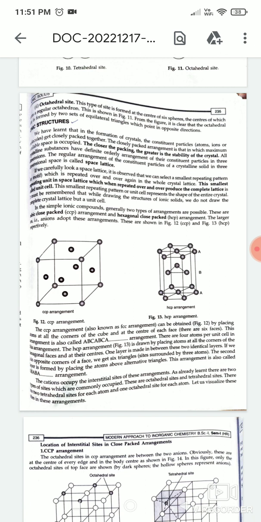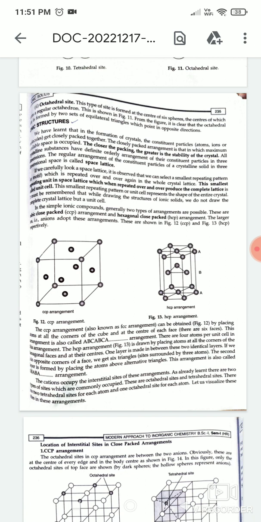In simple ionic compounds, generally two types of arrangements are possible. These are the cubic close packed, CCP, arrangement and the hexagonal close packed, that is HCP, arrangement. The larger ions, that is anions, adopt these arrangements. The CCP arrangement, also known as FCC arrangement, can be obtained by placing atoms at all the corners of the cube and at the center of each of the six faces. This arrangement is also called ABC arrangement. There are 4 atoms per unit cell in this arrangement.